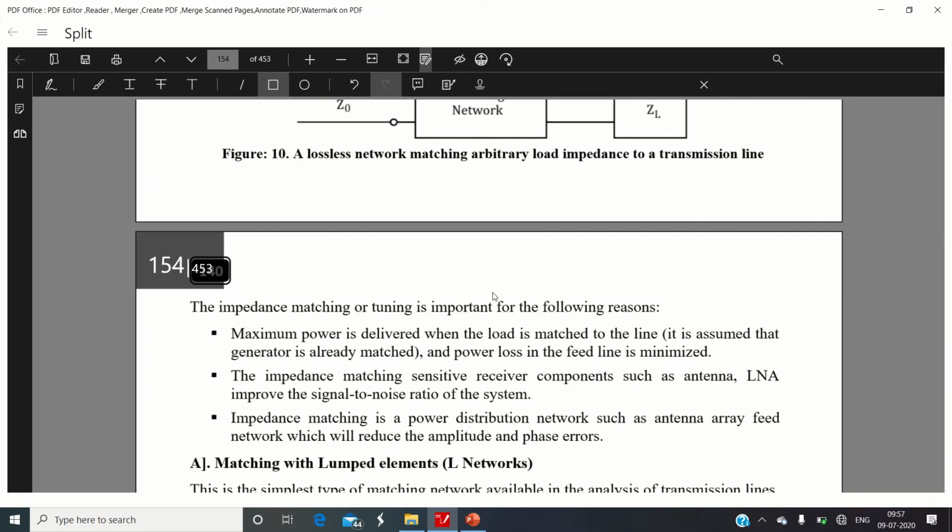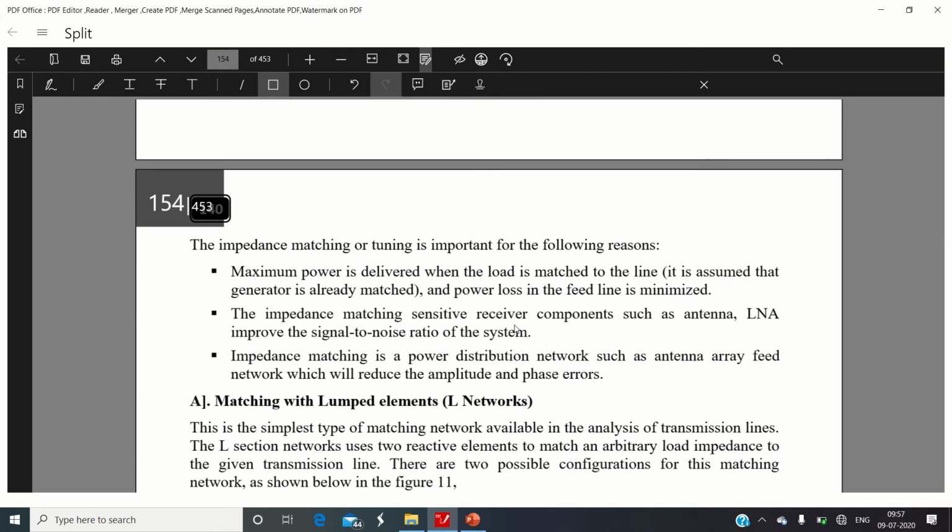So here the impedance matching or tuning is important. There are certain reasons why impedance matching or impedance tuning is important for us. Now the reasons are described over here. The reason to make use of an impedance matching or tuning network is that the maximum power will get delivered when the load is matched to the line. Please remember, whenever we provide impedance matching, we ensure that the maximum power will get delivered from the source to the load.